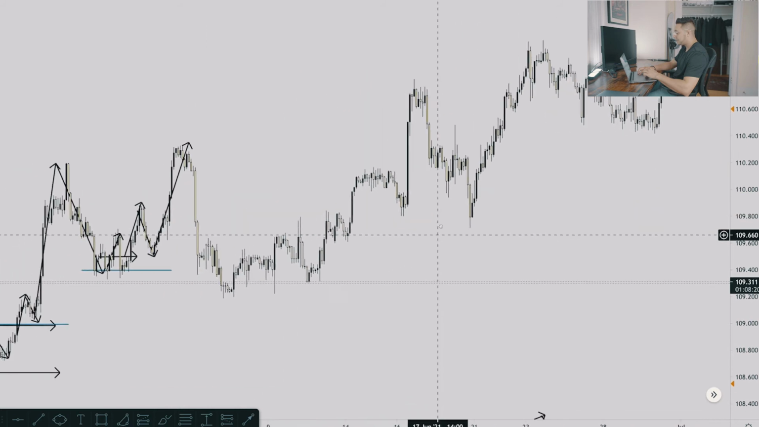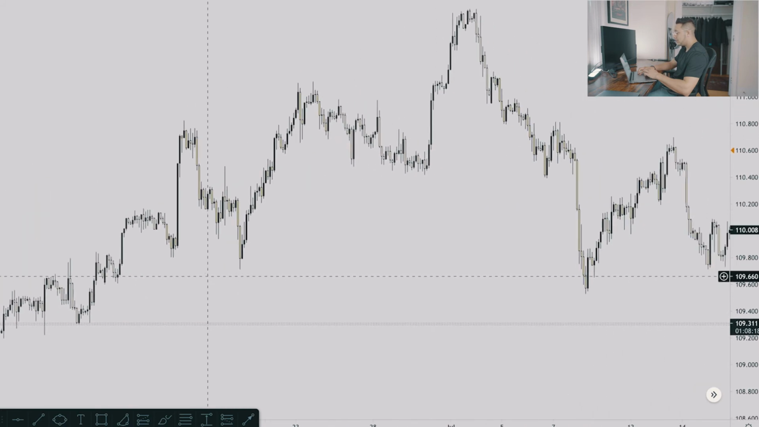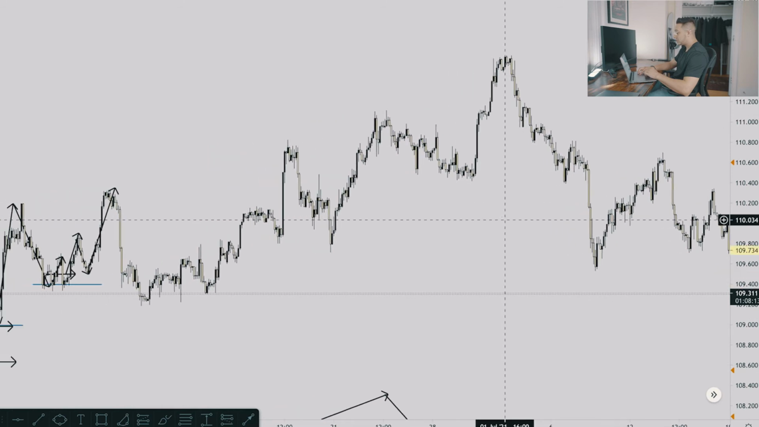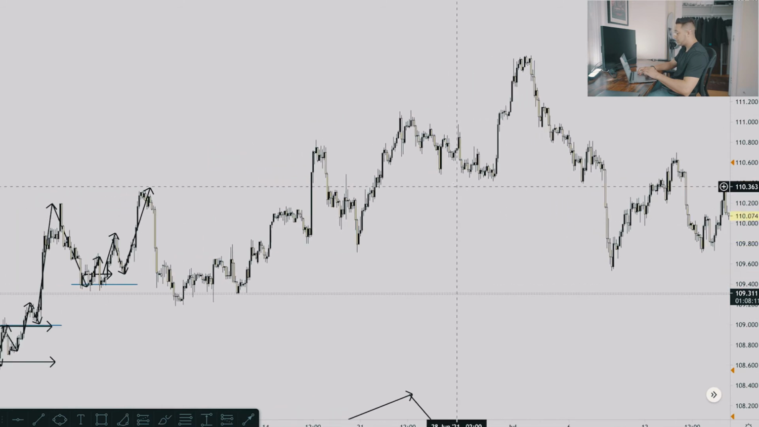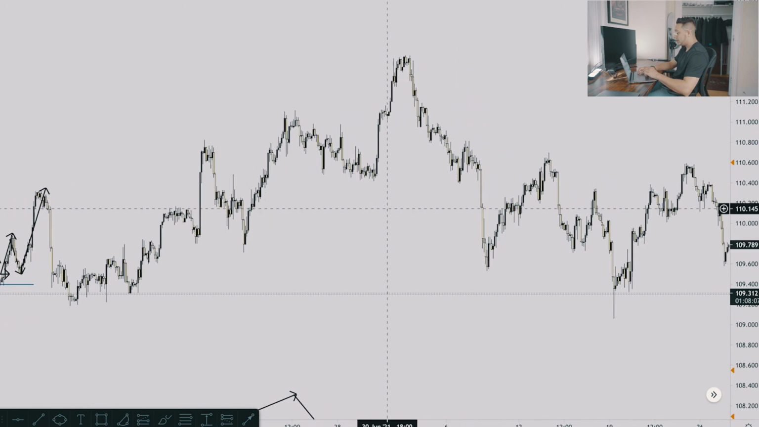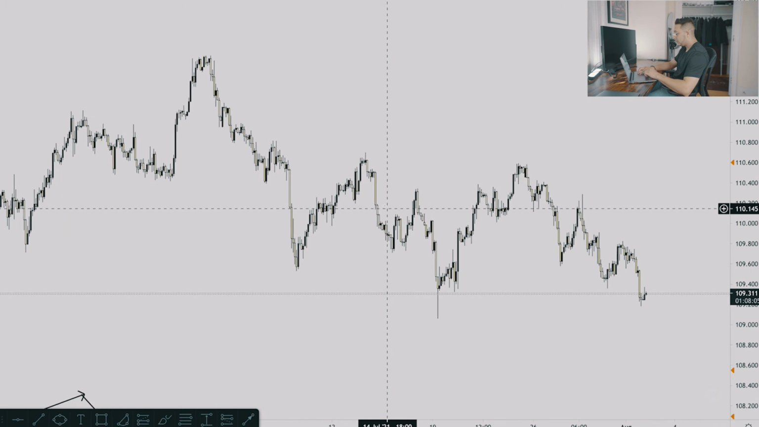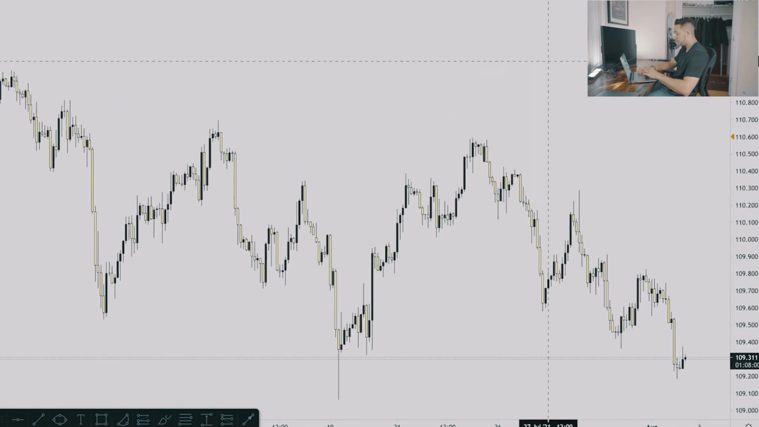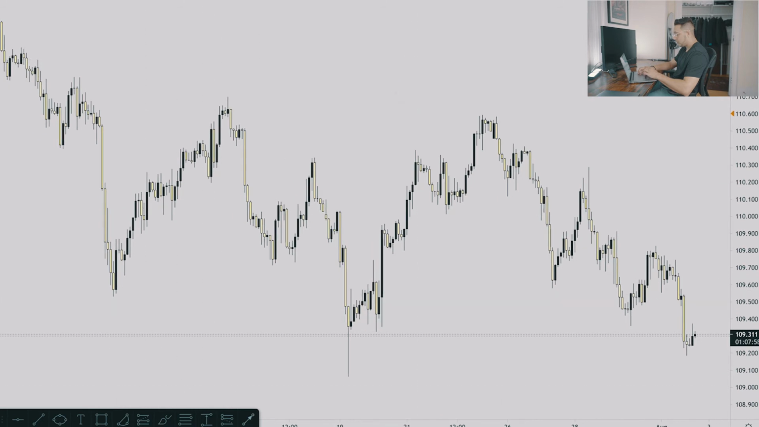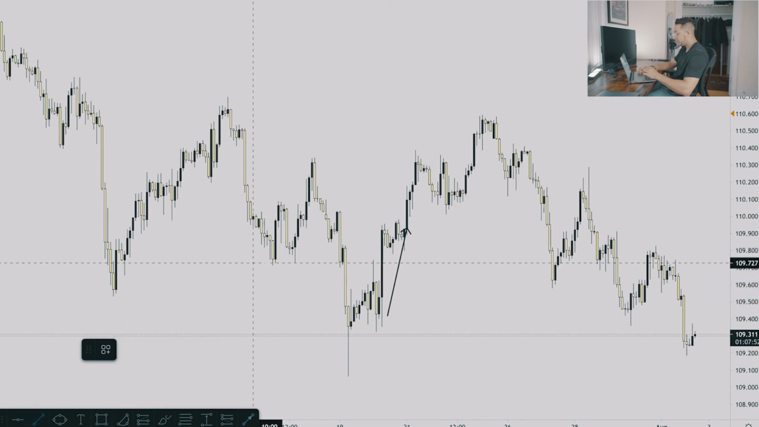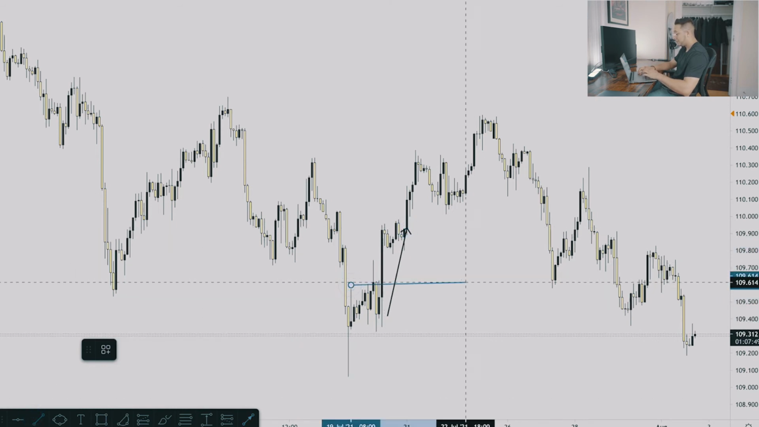Okay, so let's show an example of market structure transitioning from bullish to bearish, from an uptrend to a downtrend. Right here is perfect. So as you can see, market right here. Let's back up a second. Right here, market broke structure.